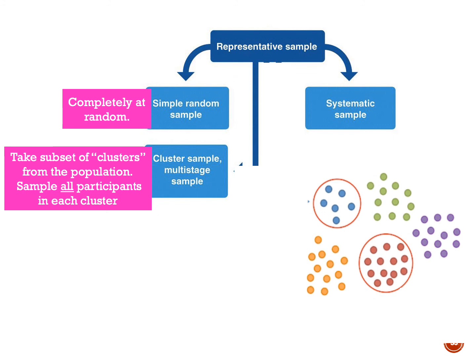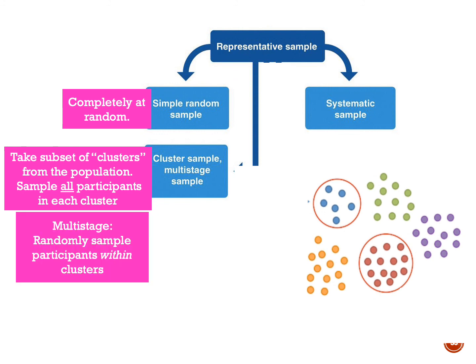So to do cluster sampling, I would break down this population to smaller groups. I would take those 5 churches and randomly select 2 of them. So those are the ones that are circled. And then I would sample all the churchgoers in just those 2 churches. Multi-stage sampling is a further derivative of cluster sampling, where instead of sampling all the churchgoers in the randomly selected clusters, I would then randomly select churchgoers within those clusters.